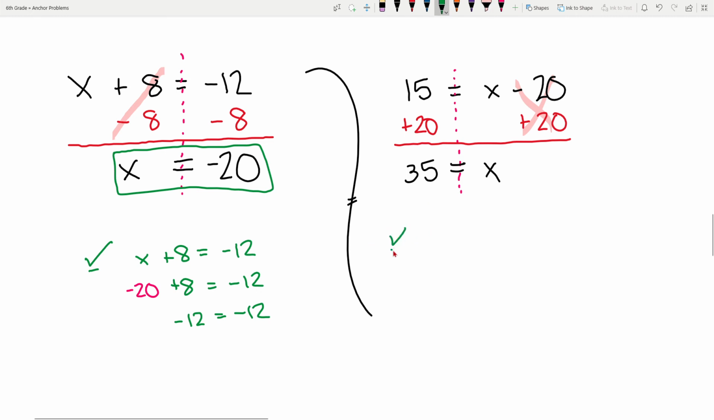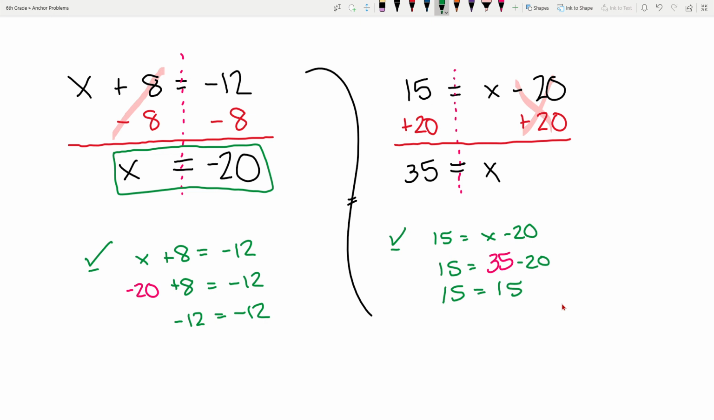In order to check that, go back to your original equation, 15 equals x minus 20. Substitute in for x your answer, which in this case was 35. And sure enough, on the left side, 15 equals 35 minus 20, which is 15.